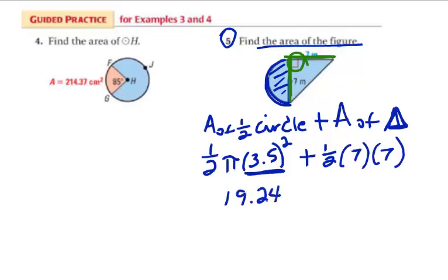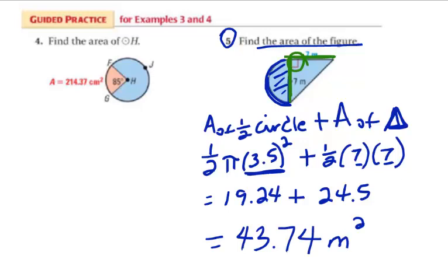19.24. And to that, I'm going to add 49. 7 times 7 is 49. Divide that by 2, and I get 24.5. Now, these are in meters. When I found area, these are both meters squared now. So if I add those two together, I'm going to get 43.74 meters squared. Okay, I'm going to move to one more screen and do one more example.